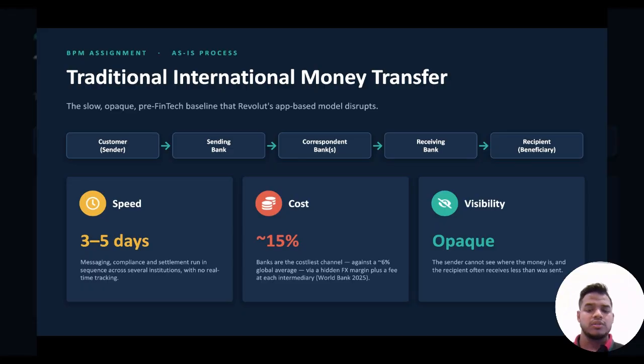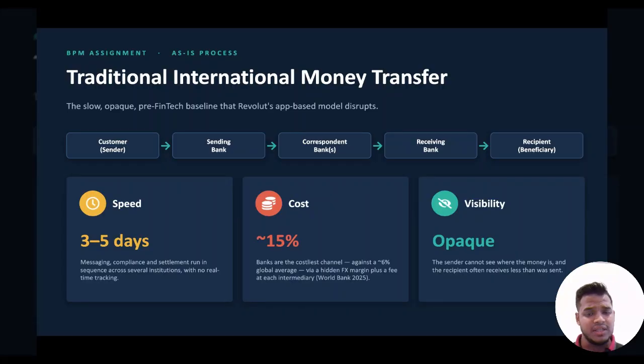The second is cost. Banks remain the costliest channel for moving money globally. While the global average cost sits around 6%, traditional banks average a staggering 15%. This is driven by hidden foreign exchange margins and flat fees sliced off by every intermediary involved.